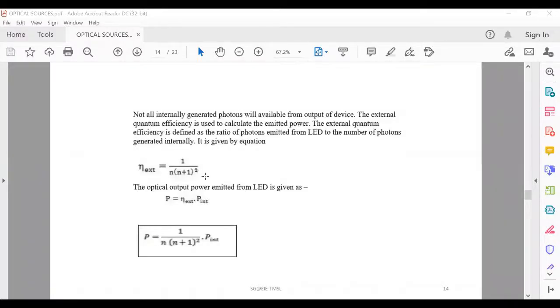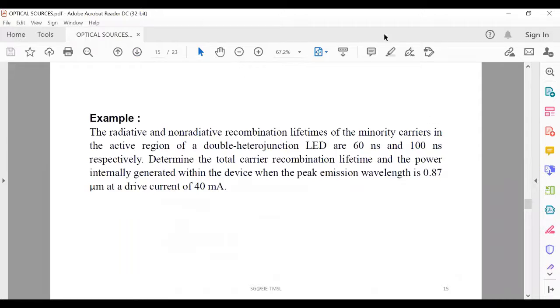So that is the external efficiency equation, and from that equation we can find out the optical output power, and this is the optical output power equation. Now this is the problem.